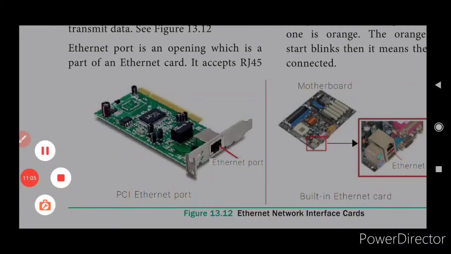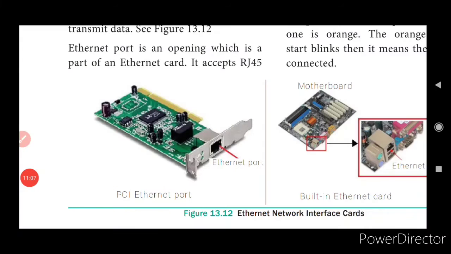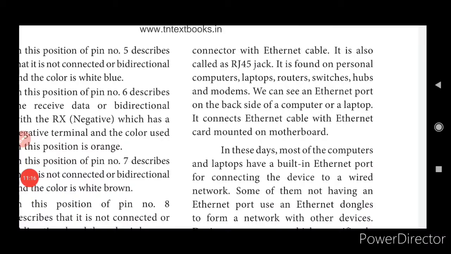Have a look here. This is going to be your Ethernet card, the PCI Ethernet card. This is going to be your Ethernet port where your RJ45 can be connected. And this Ethernet port is actually also called what? RJ45 jack. It is found in personal computers, laptops, routers, and modems as well.